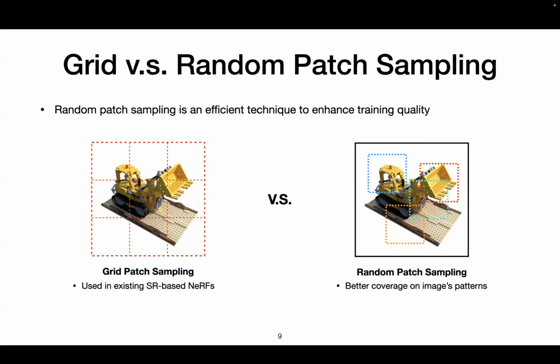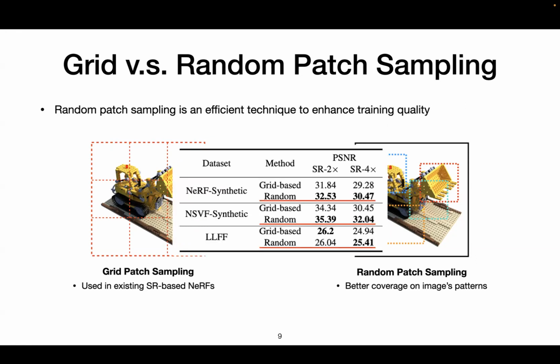Here, we take a deeper look at what random patch sampling is. As we described in the previous pipeline, when training NeRF with super resolution, we have to take a patch of the input image in order to fit in the device memory. Unlike previous work using grid patch sampling, which uniformly crops the images and feeds them into the pipeline one by one, we propose to use random patch sampling, which samples different regions of the image for each training iteration. And we empirically found this technique can improve PSNR for most cases while staying very efficient.